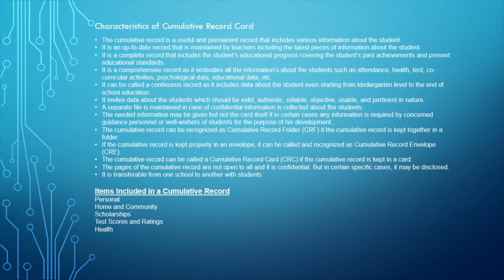Items included in a cumulative record. Personal. Home and community. Scholarships. Test scores and ratings. Health.